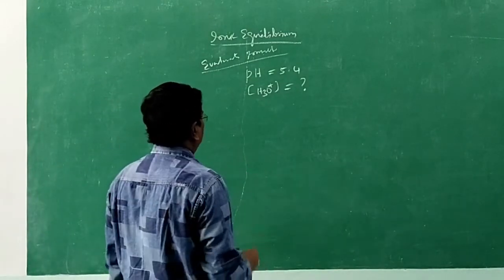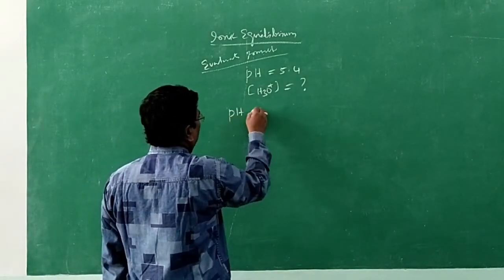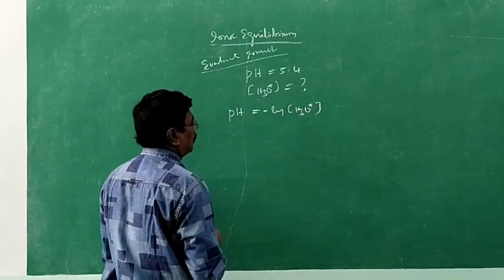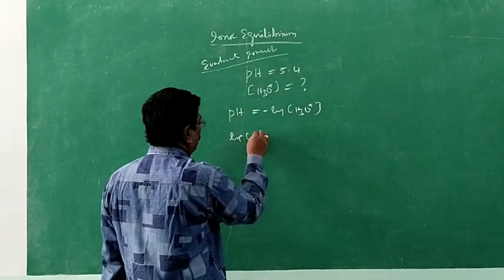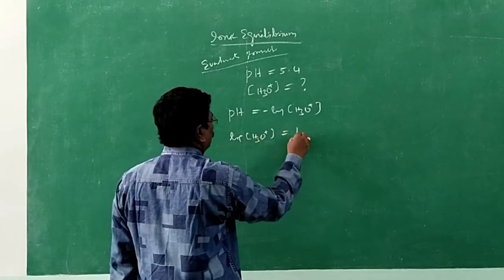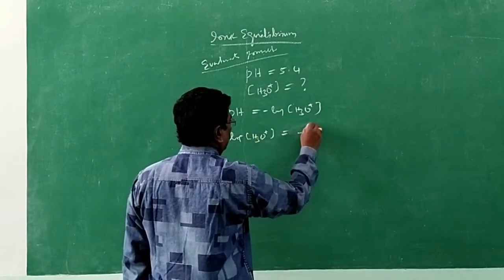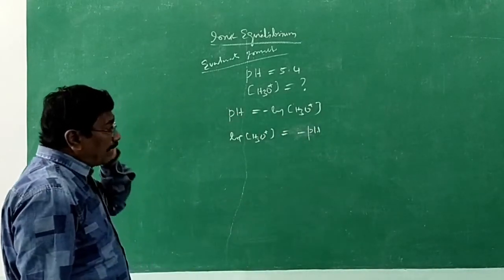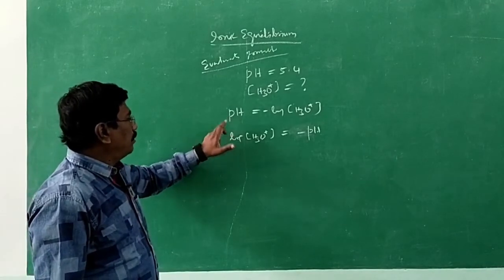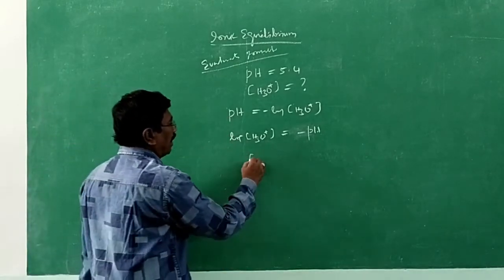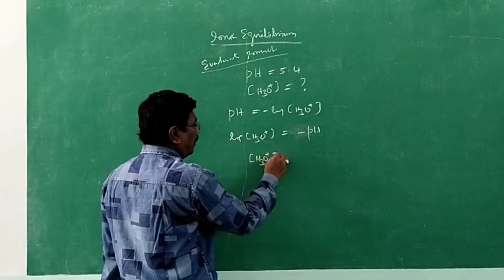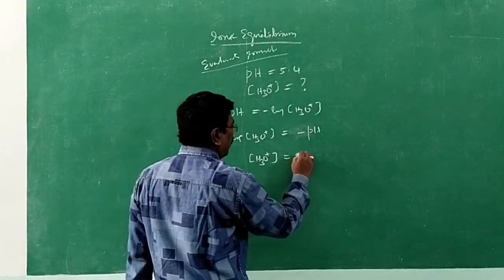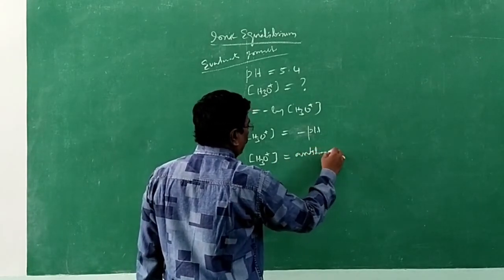Just the reverse. pH is equal to minus log hydronium ion concentration. So log hydronium ion concentration is equal to minus pH. Upon multiplying both sides by minus 1, minus pH is equal to log hydrogen concentration. Upon taking antilogarithm of log hydrogen concentration, we get simply hydrogen concentration. Here, antilog of minus pH.